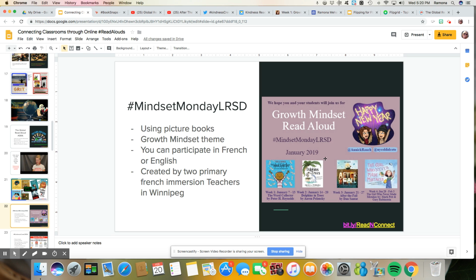There were 4 books shared, 1 each week, picture books, and although they were picture books, my students who are high school age really got a lot out of them, and we talked about the themes. It was very interesting to connect with different grades. There were kids in grade 1, kindergarten, all the way up to high school level, participating and talking about growth mindset and learning from each other.